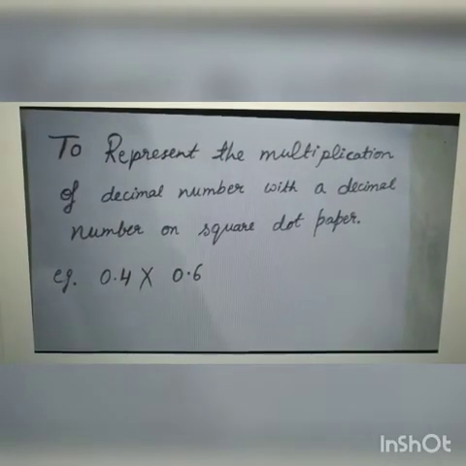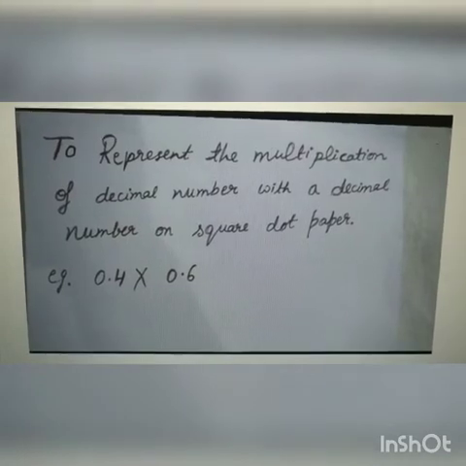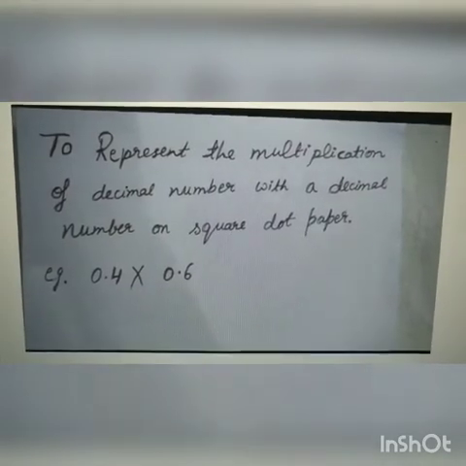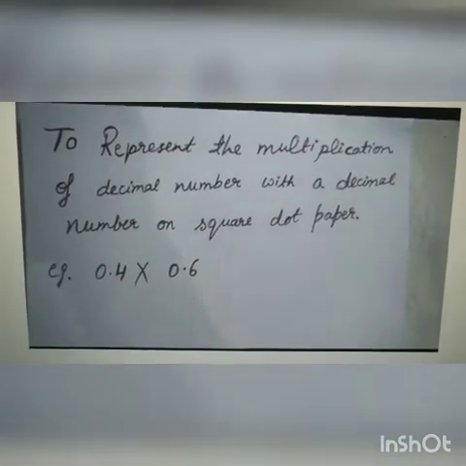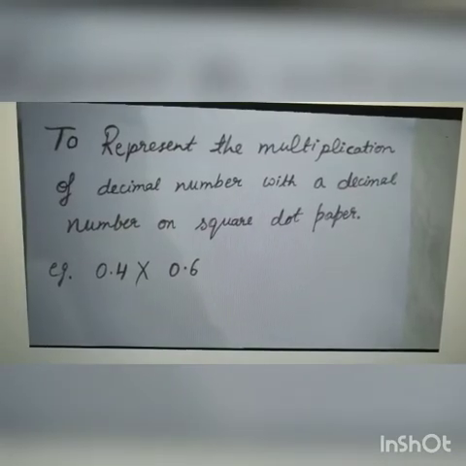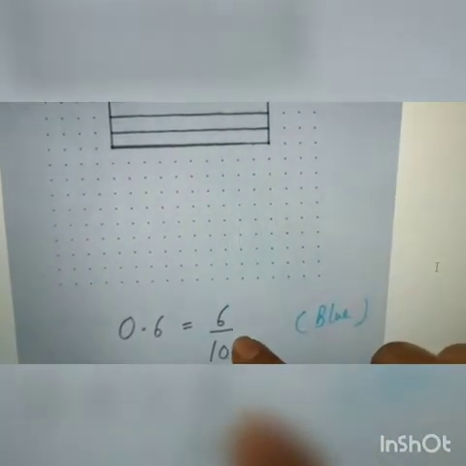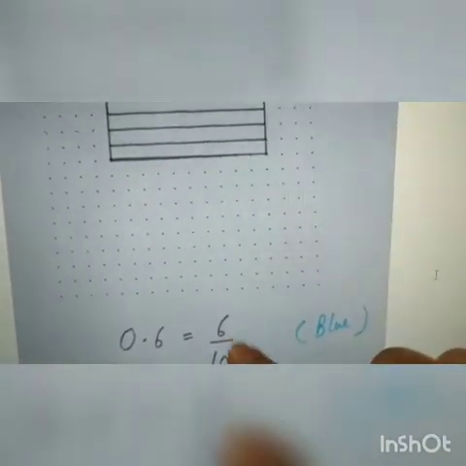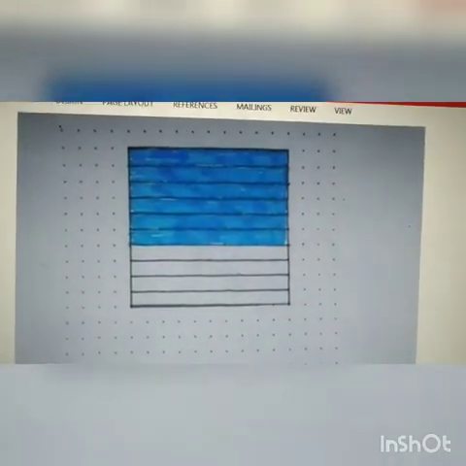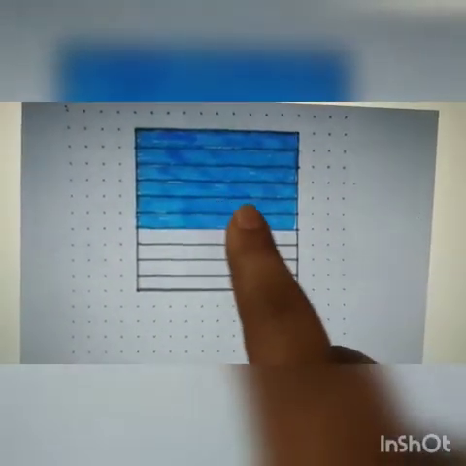Next let me show you an example of how you can represent the multiplication of two decimal numbers on this square dot paper. So let us multiply 0.4 and 0.6. Here I have represented 0.6. What is the meaning of 0.6? 6 out of 10. So in 10 parts I have divided it and 6 I have colored.